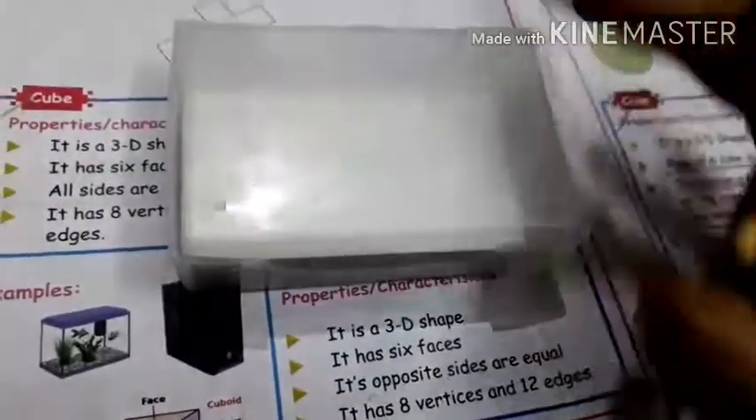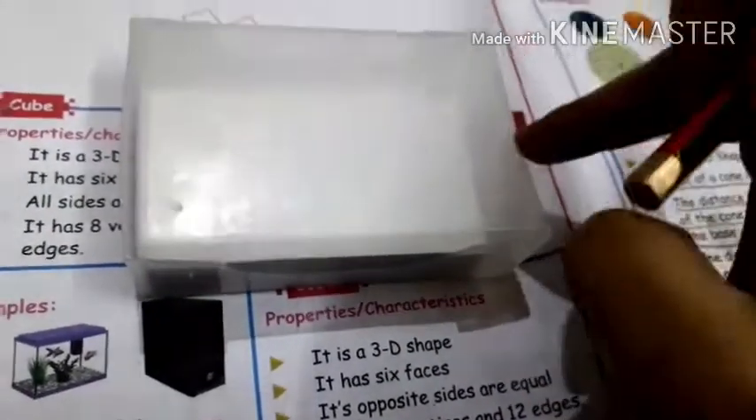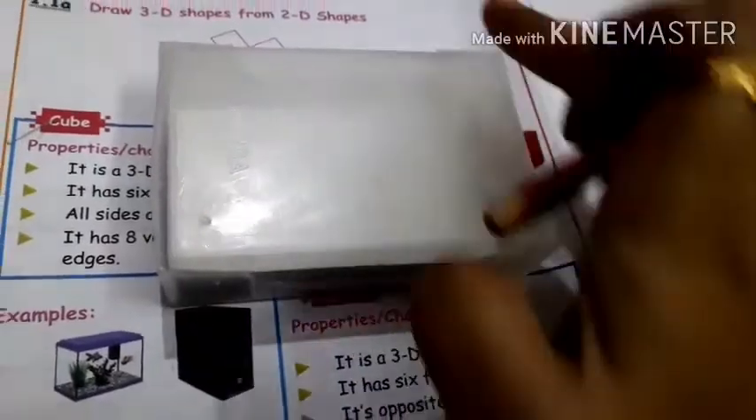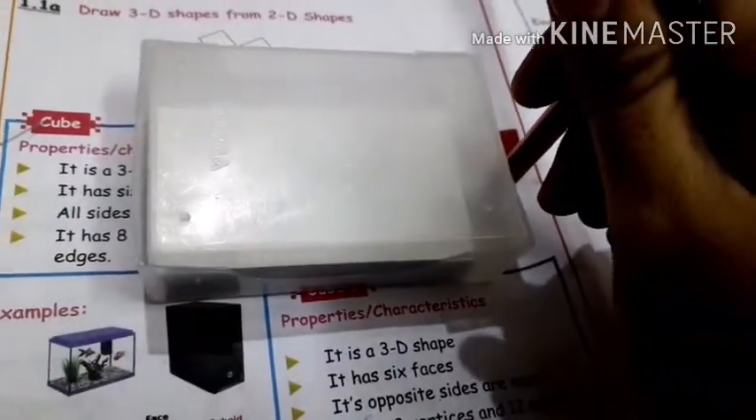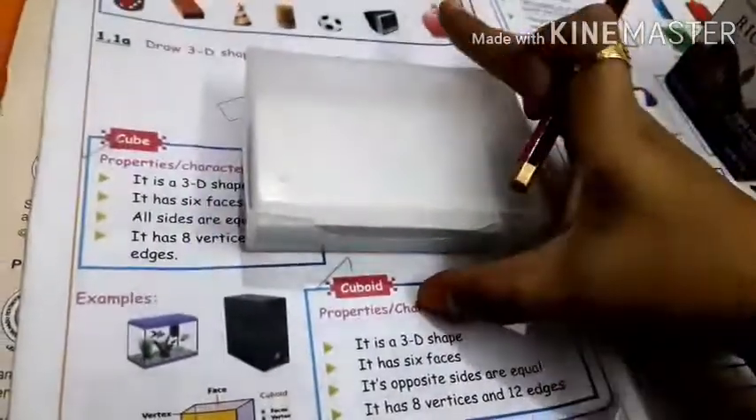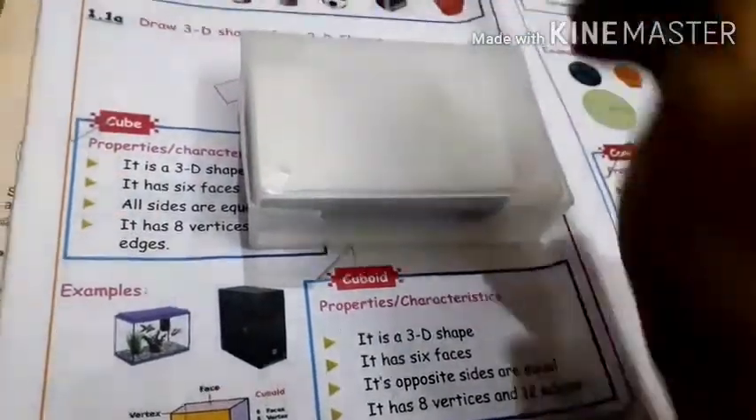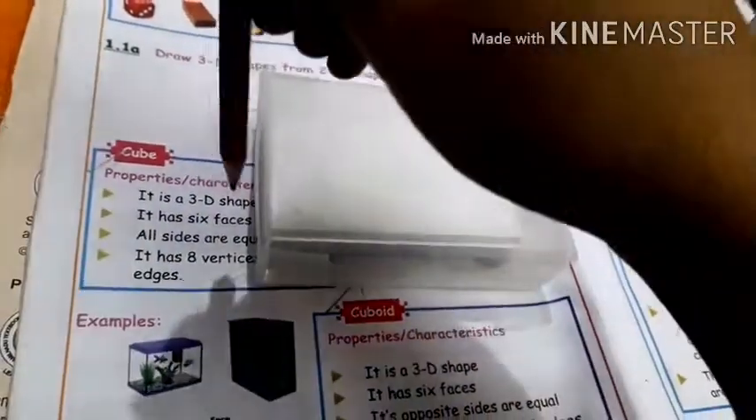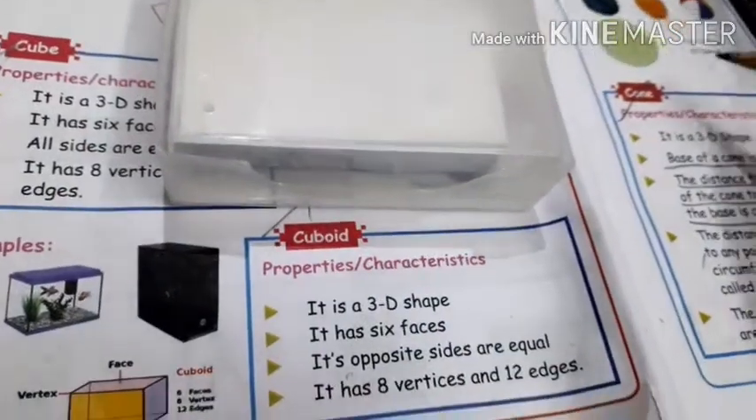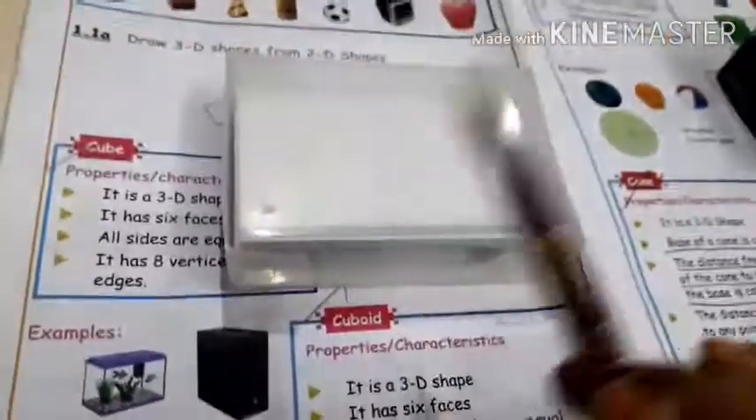Okay, so it is a 3D shape, because it has length, width and height. Okay, then it has 6 faces. How many faces? 1, 2, then 3, 4, 5, 6. So 6 faces. Then for a cuboid, because it is a rectangle shape, opposite sides are equal.